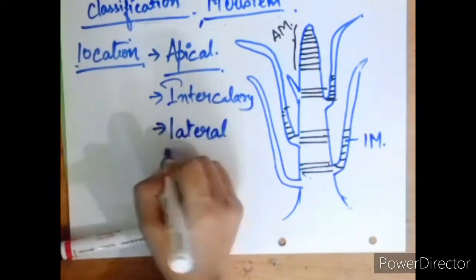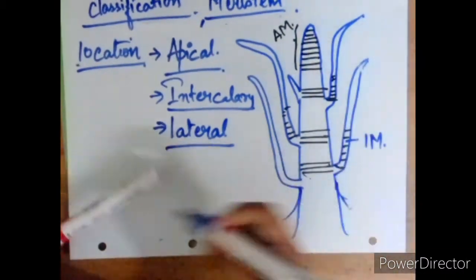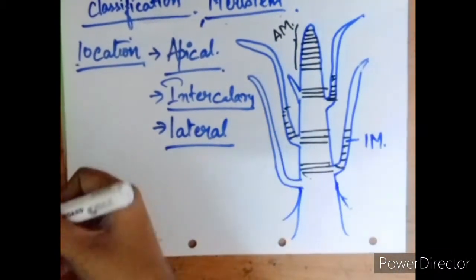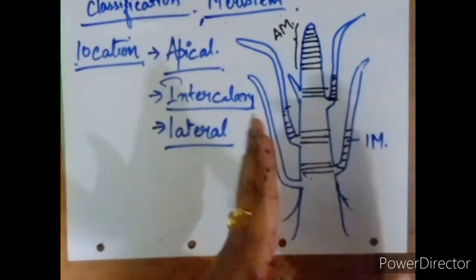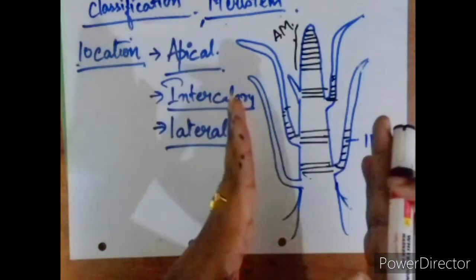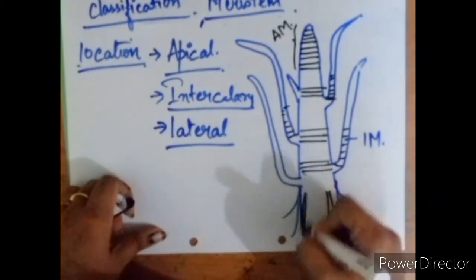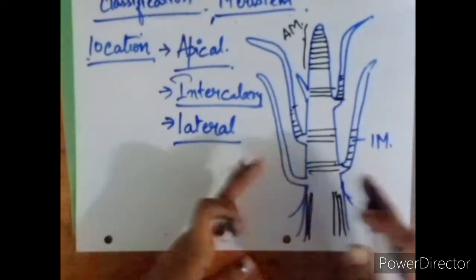meristem is the lateral meristem. Lateral meristem is actually found in this region. Lateral means, you always understand, it's sidewise. Okay, lateral is not in this horizontal plane, it is sidewise. So lateral division is this one. Okay, the cells are dividing in this manner.